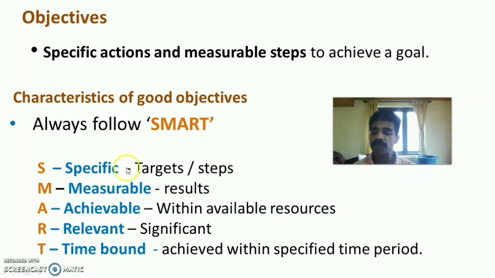S-M-A-R-T. S stands for specific, M stands for measurable, A stands for achievable, R stands for relevant, and T stands for time bound. So specific means it has to be set with certain targets that have to be completed, that have to be fulfilled at the end. Then measurable: the result of the services rendered or nursing process has to be measurable. Then A stands for achievable. So the objective has to be achievable within the available resources. It can be solved with the available resources. R stands for relevant. It should be significant, relevant, or important. Then time bound. So the objective has to be achieved within a specified time period. So this is about SMART.